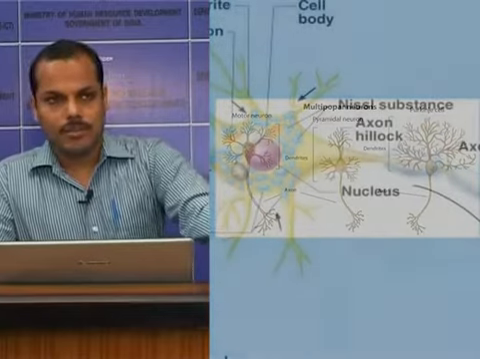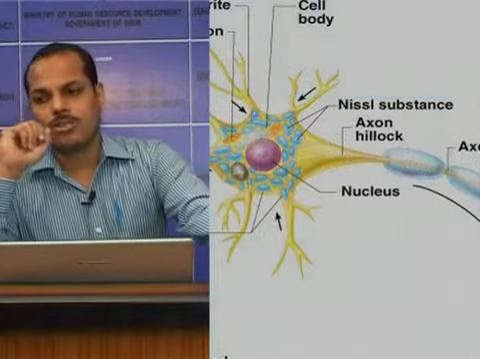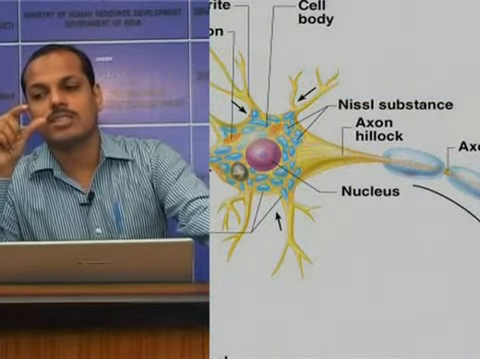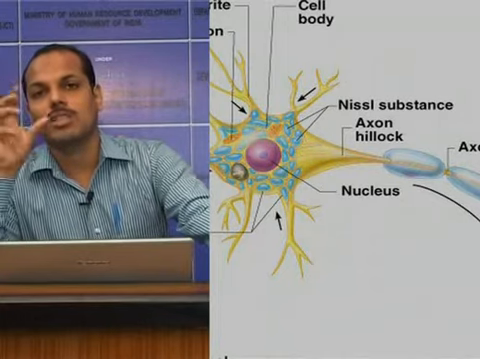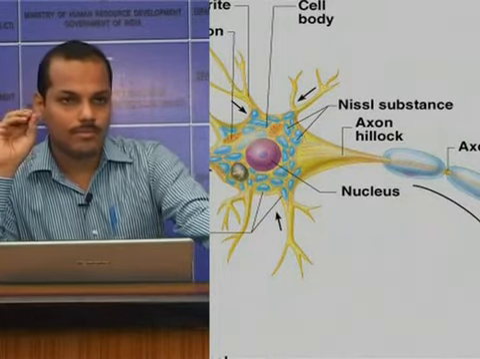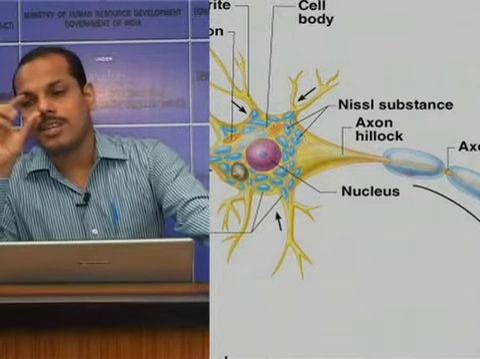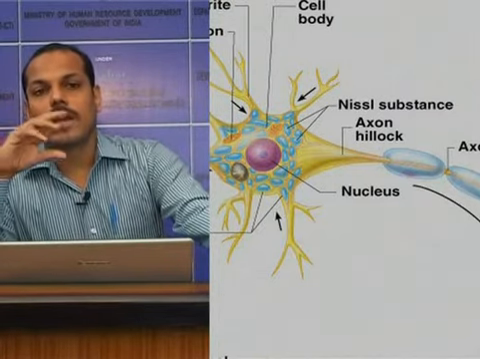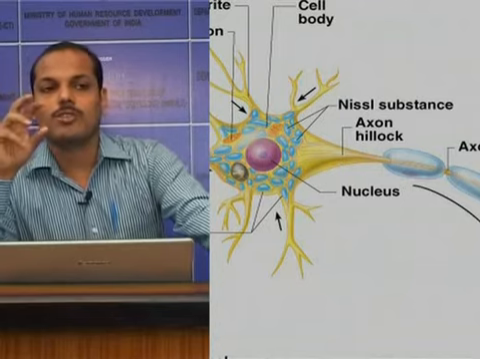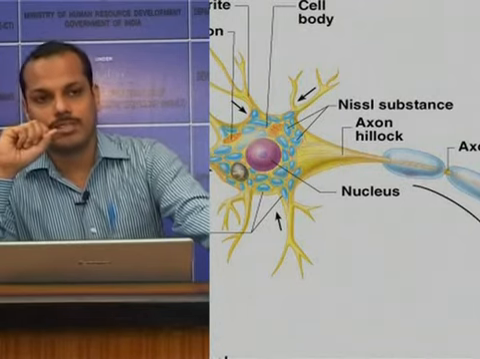The nerve fiber, that is the axon, arises from the axon hillock. That is the junction between the soma and the axon. Now, in the central core of the axon there is axoplasm, which is semi-fluid in nature.